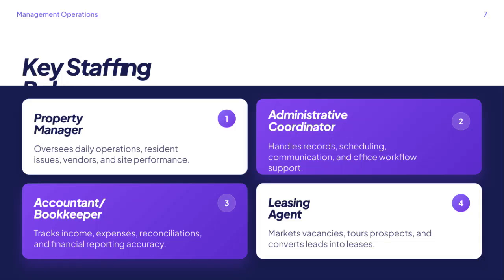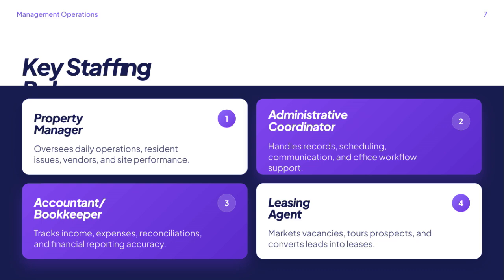Here we have the key staffing roles essential for effective property management. First, the property manager is central to operations. They handle the day-to-day activities, addressing resident concerns, managing vendor relationships, and ensuring the overall performance of the site. Next, the administrative coordinator supports the team by managing records, scheduling appointments, facilitating communication, and keeping the office running smoothly.